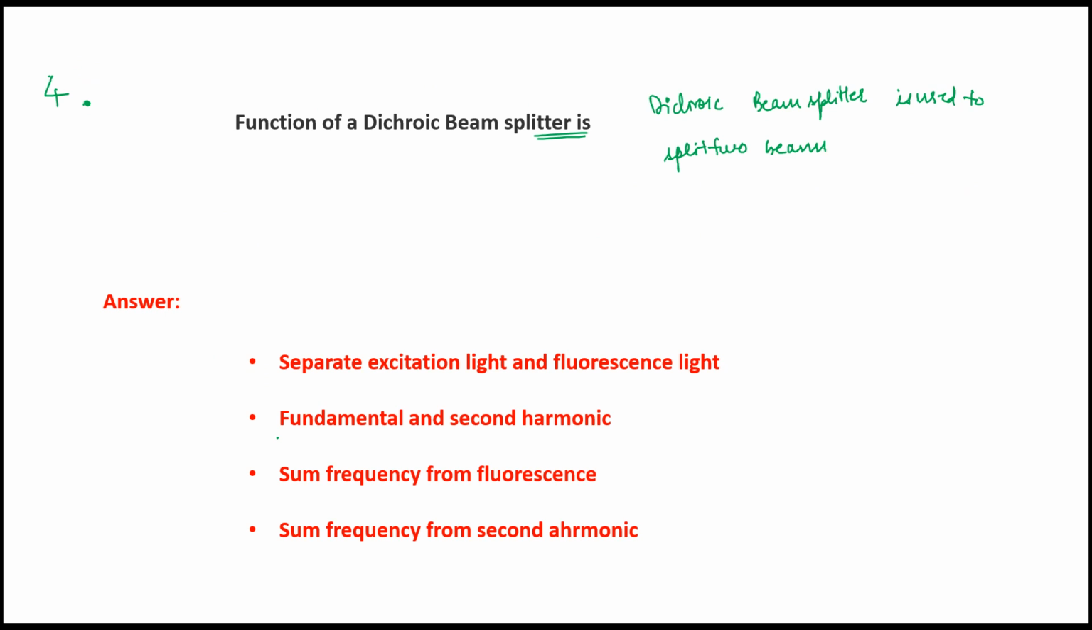split two beams means suppose this is your dichroic beam splitter. Now you have light of two frequencies, say mu naught and mu s. What it does is it transmits mu naught and it reflects mu s. And in this way, the two light beams are separated from each other. Dichroic beam splitter has the same function. So here I'll just write it in.